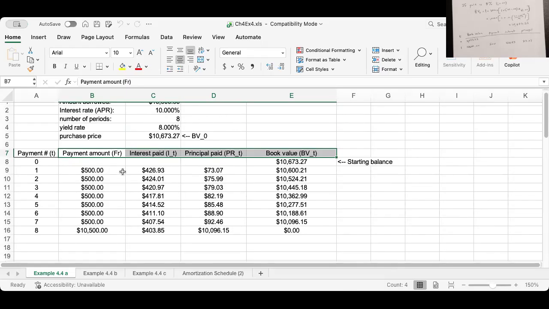So, a non-level payment. Notice what happens. At no point does the book value go below 10,000. We paid a premium. We paid extra to buy this bond. We paid $673.27 extra to get this bond. And the amount of interest allowed me to pay down that premium.